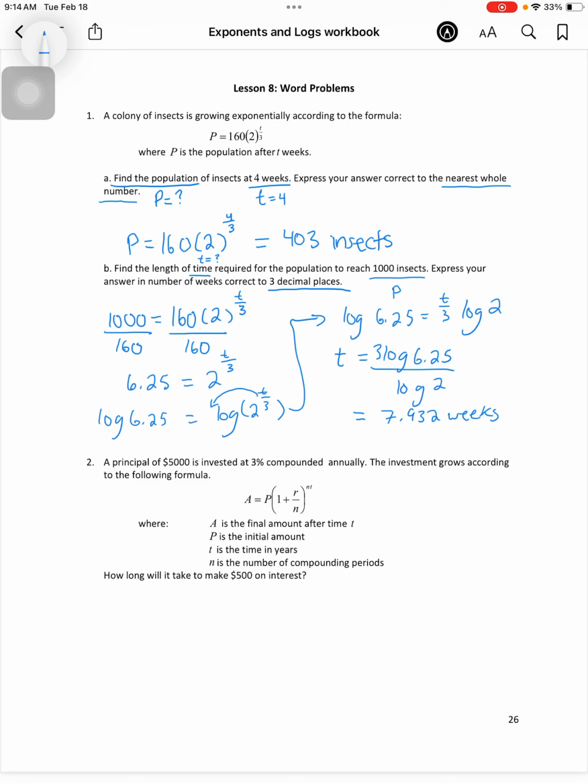And I always recommend students, make sure it does say 3 decimal places. If it doesn't tell you how many decimal places to have, you should always make it 3. That's just like a general rule. So here, that's it for this question. Now we're going to go to number 2.